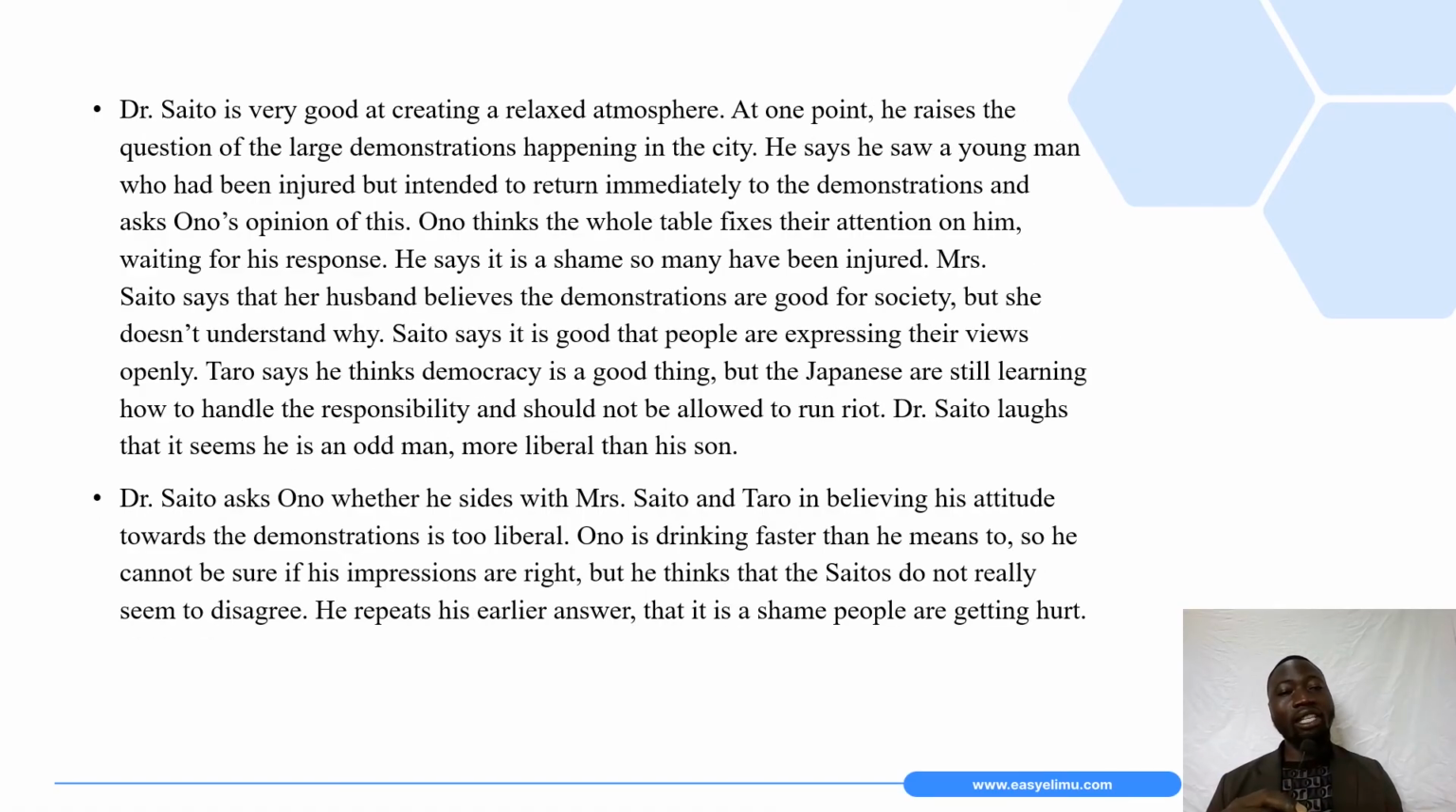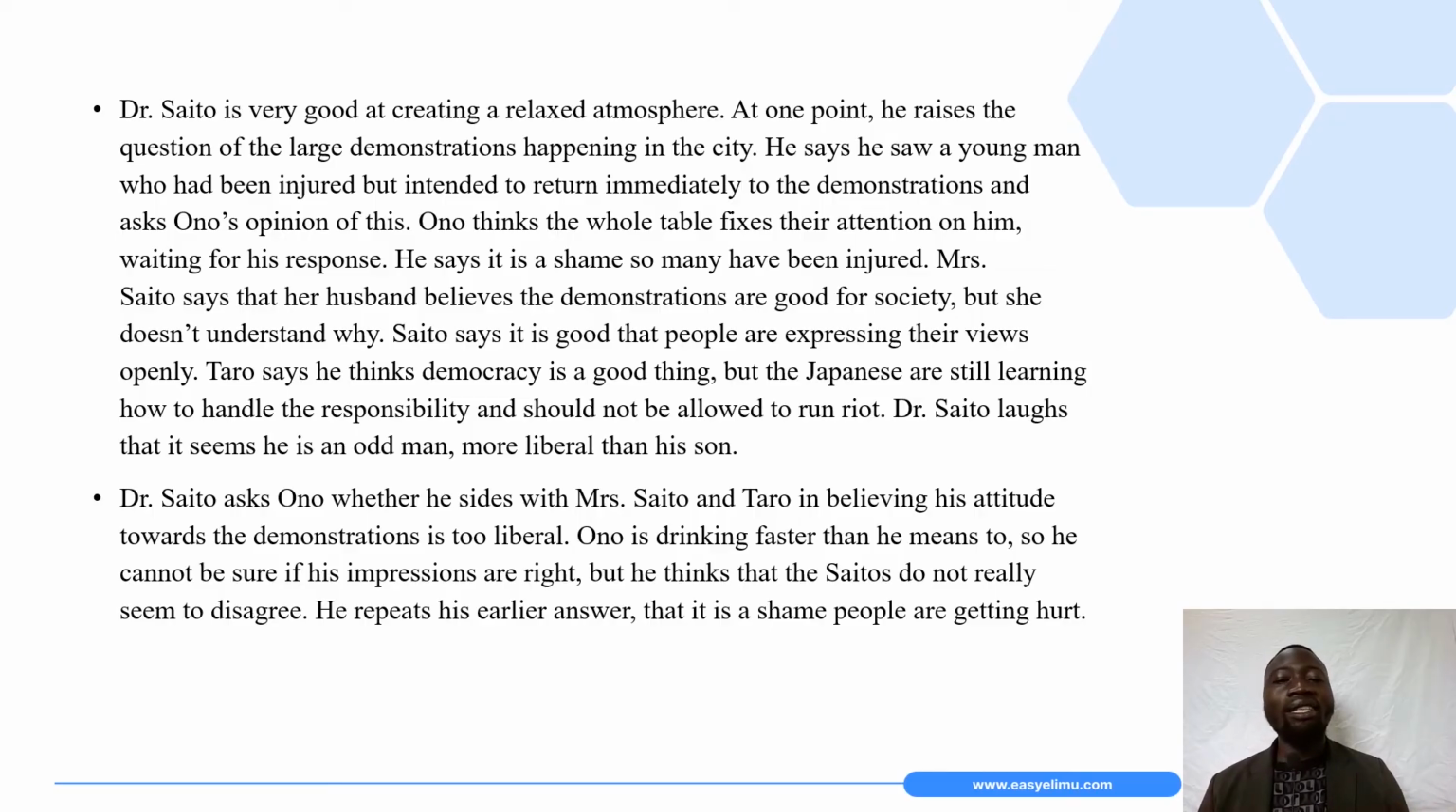So Dr. Saito is very good at creating a relaxed atmosphere, and we are told that at one point he raises the question of the large demonstrations happening in the city. He says he saw a young man who had been injured but intended to return immediately to the demonstrations, and asks Ono's opinion of this. So Ono thinks the whole table fixes their attention on him, waiting for his response.